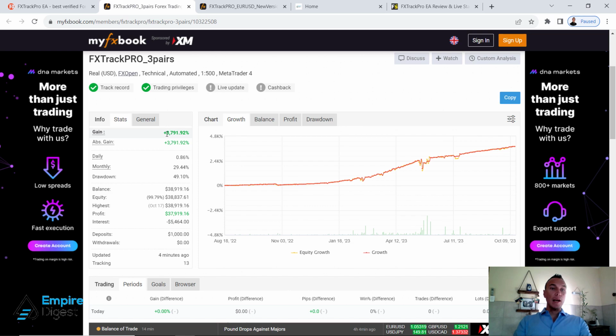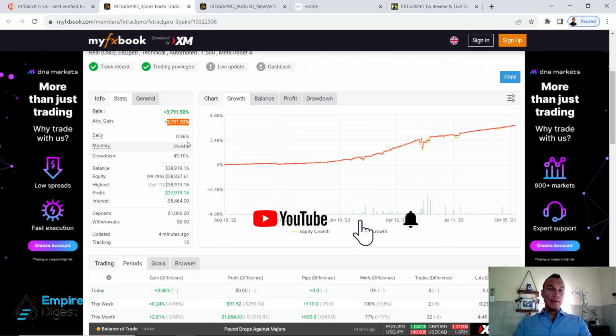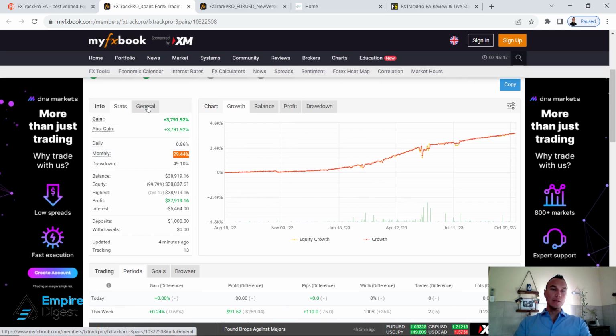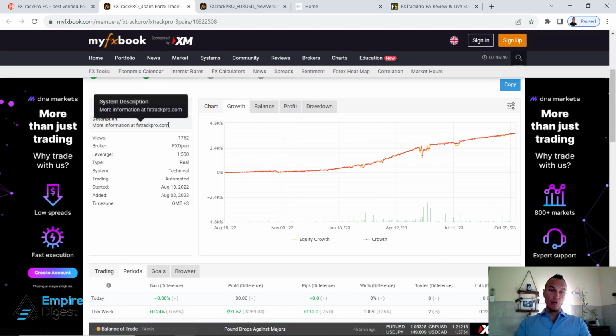Next, the total gain is 3,791%. The daily is 0.86%. Monthly on average is about 29.44%. Now, just heading back to the general account.